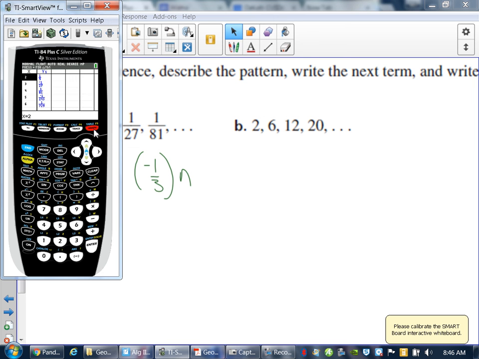Yeah. So it does matter, and a lot of it does work out. So in this case here, my rule wound up being negative 1/3 to the n.